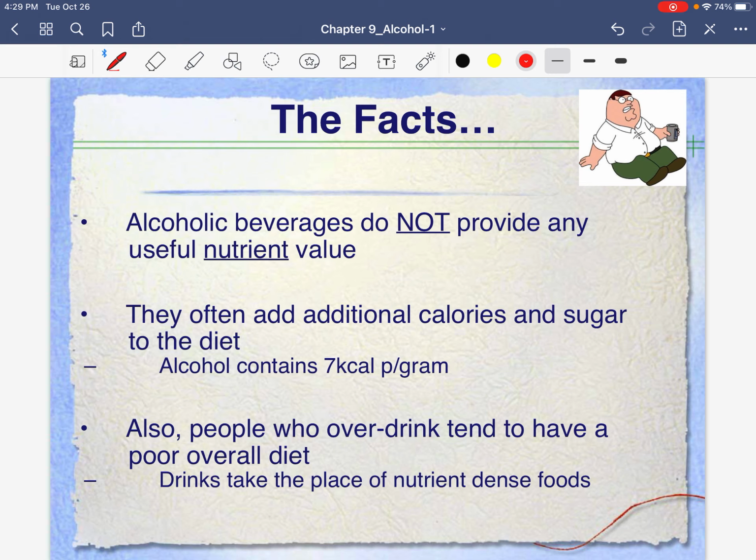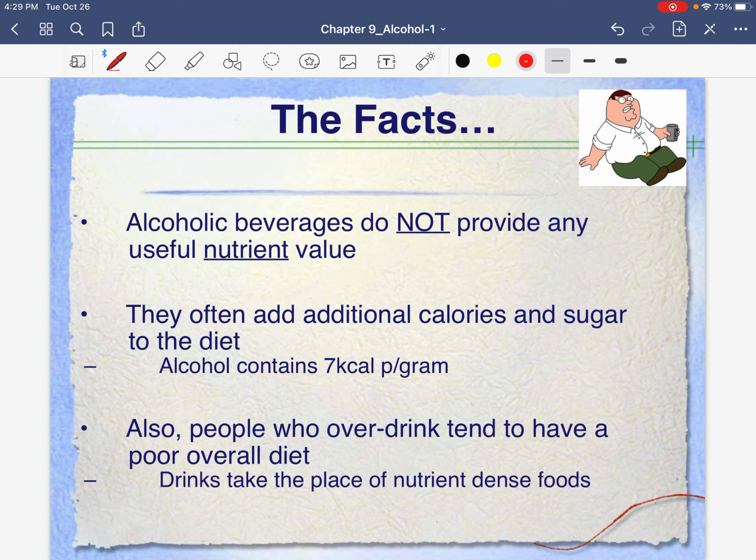They often add additional calories. So even if you're drinking in moderation, these are calories that you're bringing in. Alcohol contains 7 kilocalories per gram. That's more than a regular carbohydrate, isn't it? A little bit less than fat, but more than a regular carbohydrate. So you have to add this to the calorie total, and it can quickly add up.